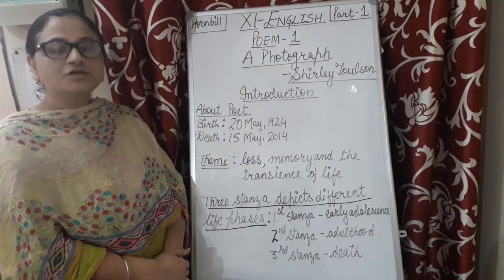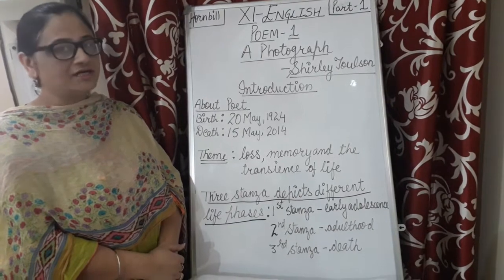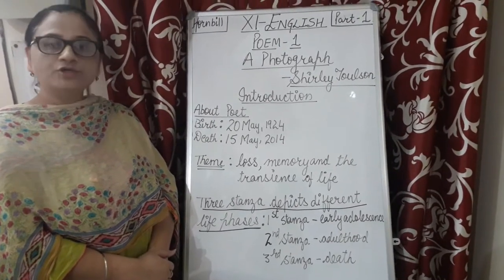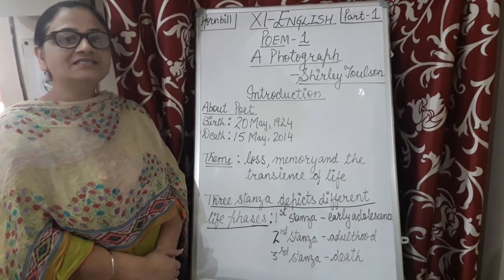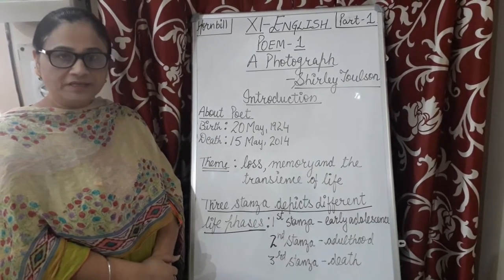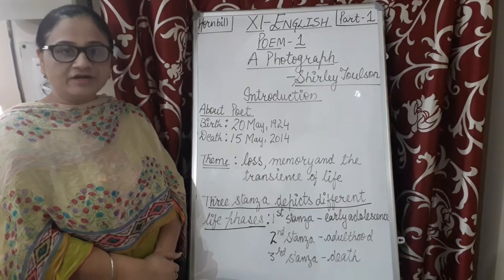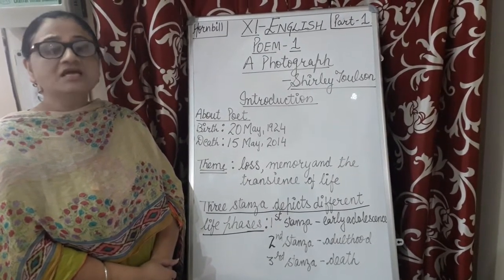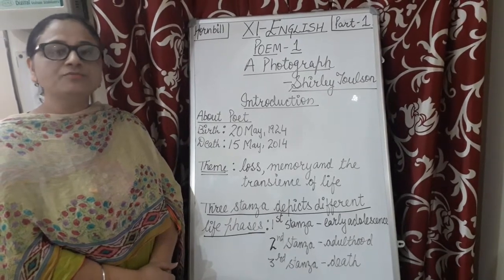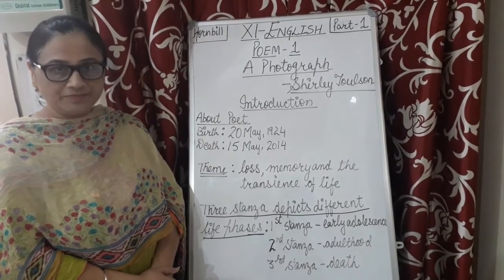Welcome students to class 11 English classes. Today we are going to do the next chapter of Hornbill, and that is the first poem of Hornbill, that is called A Photograph. It has been written by Shirley Tolson. This poem is really a very emotional as well as sweet poem.